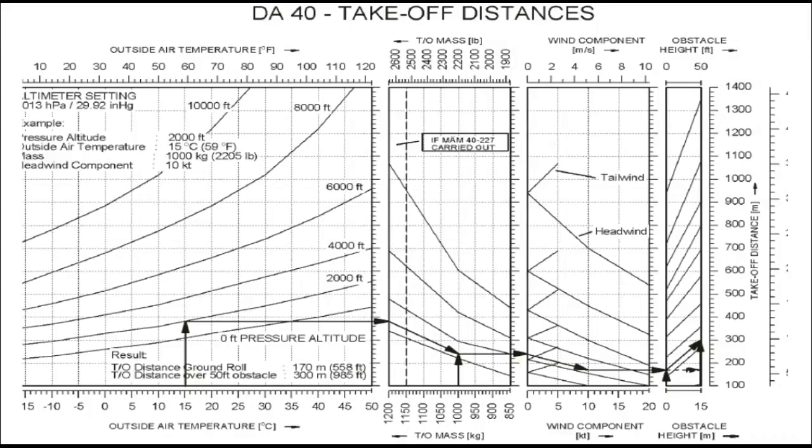Takeoff distance charts are very similar to landing distance charts. They use the same variables: temperature, pressure altitude, weight of the aircraft, and headwind component, to figure out what the takeoff roll and what the takeoff distance over a 50-foot obstacle would be. This is the chart from the Diamond DA40 Pilot's Operating Handbook.